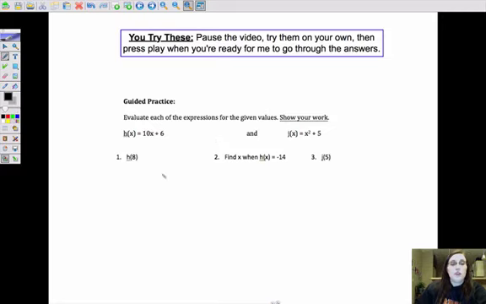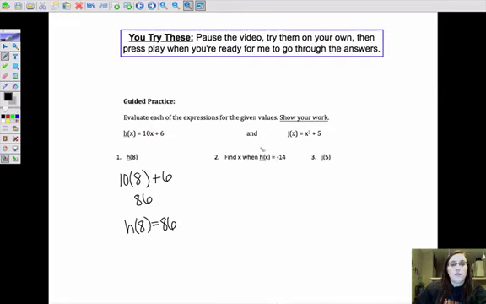Alright, on this problem you should have used an x of 8 or an input of 8, so you should have done 10 times 8 plus 6, which will get you 86. Which means h of 8 equals 86.